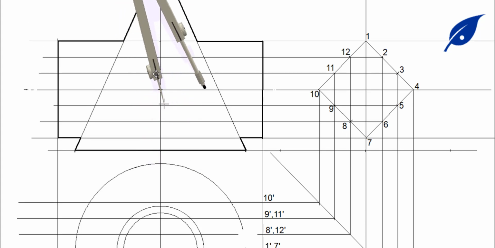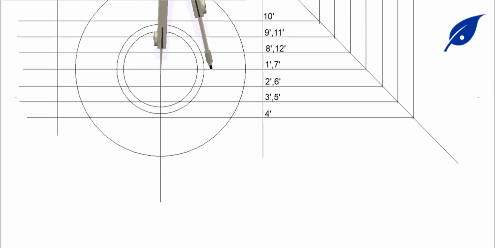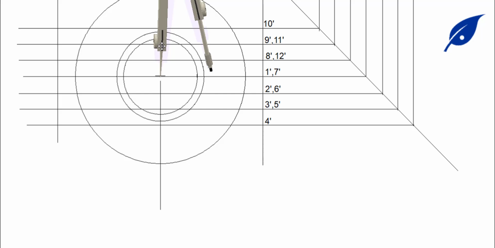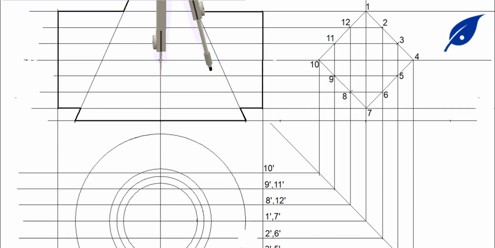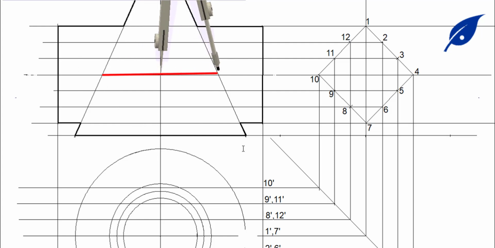Now there's another method of projecting the lines to the left side of the front elevation, then projecting the lines down to the top view.